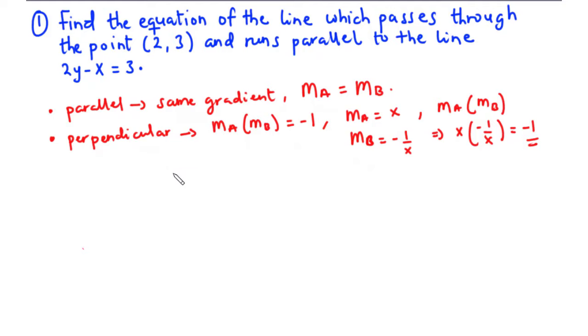Now, from the question, we know that the line passes through the point (2, 3), and so we are left with the gradient. We are also told that the new line we are trying to find runs parallel with the line 2y minus x equals 3. For two lines that are parallel, they have the same gradient. If you can find the gradient of this line, then that will be the same as the gradient of the line we are trying to find. Having the gradient and the point the line passes through, we can find the equation of the new line. So basically, that is what we are going to do.